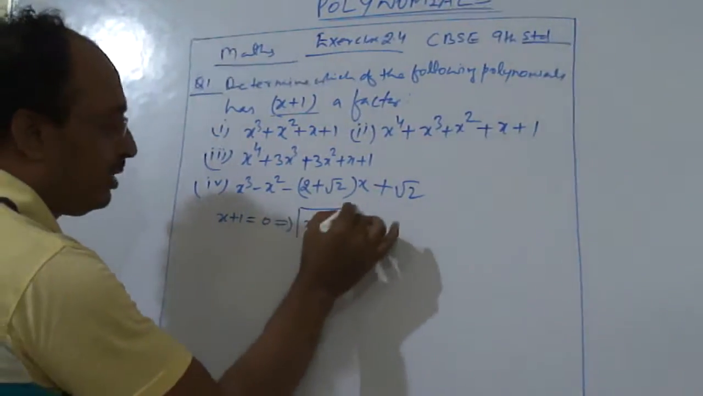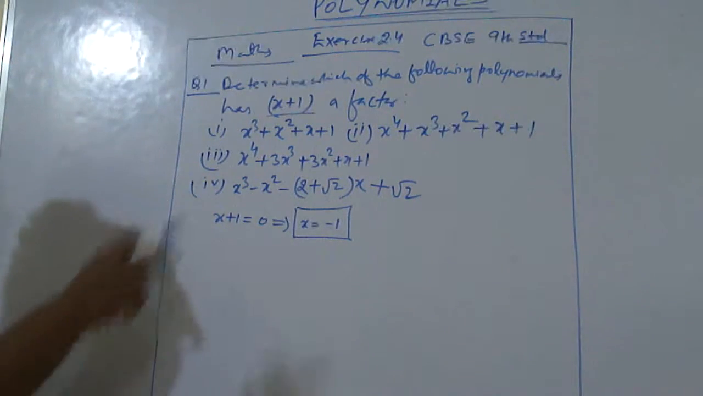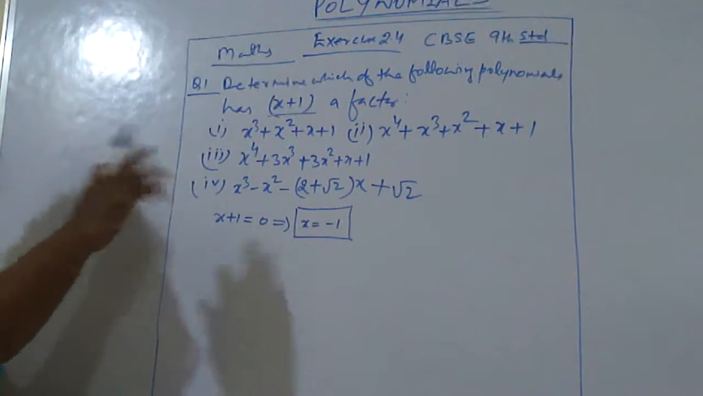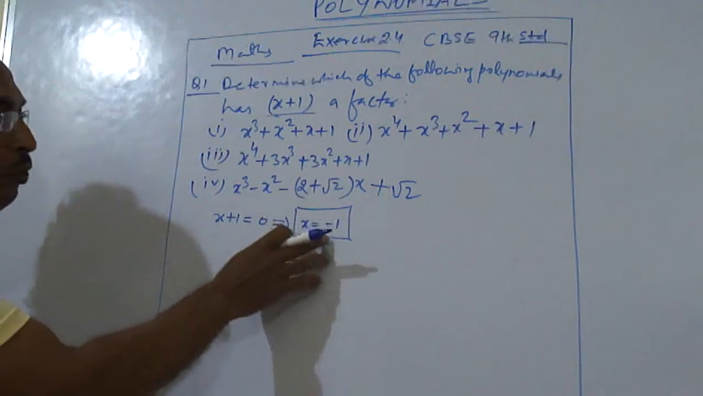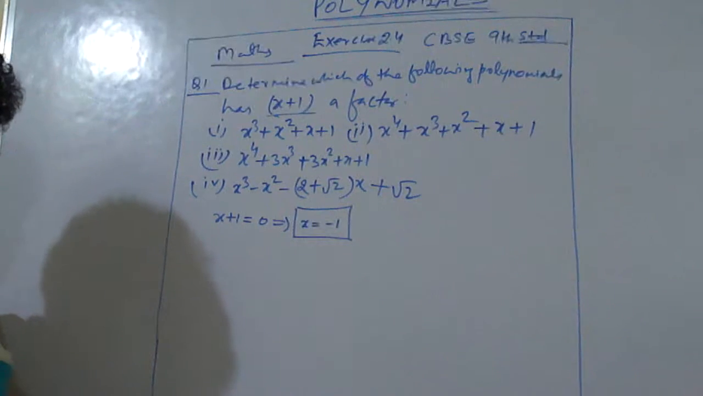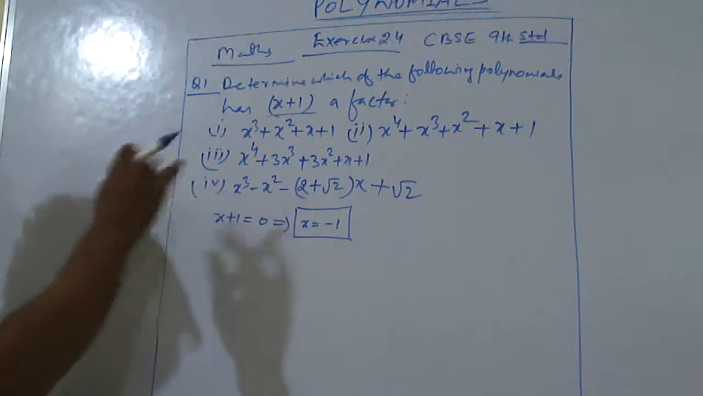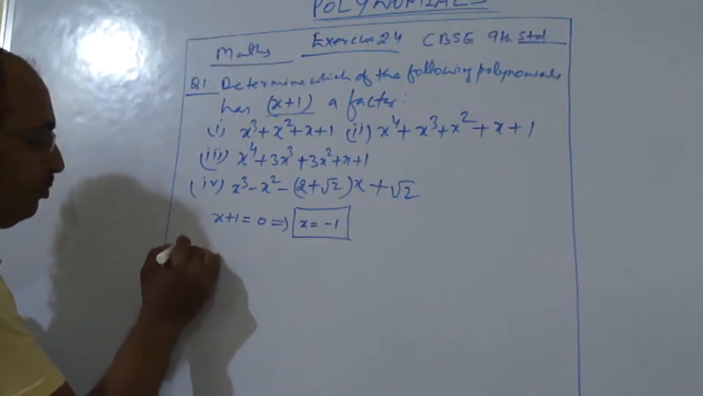Now this x equal to minus 1 we are going to place in the polynomial in place of x. If after putting the value of minus 1 in this polynomial we are getting 0, remainder 0, then it will become a factor, otherwise it is not. Let us check it first.